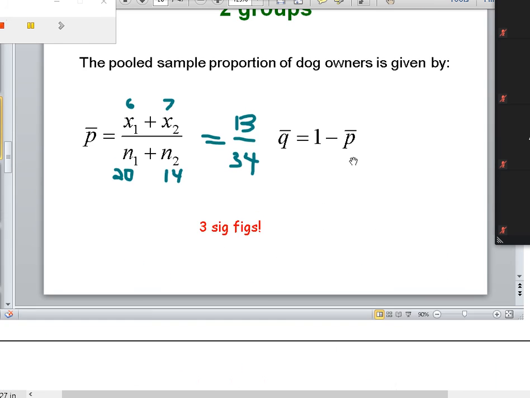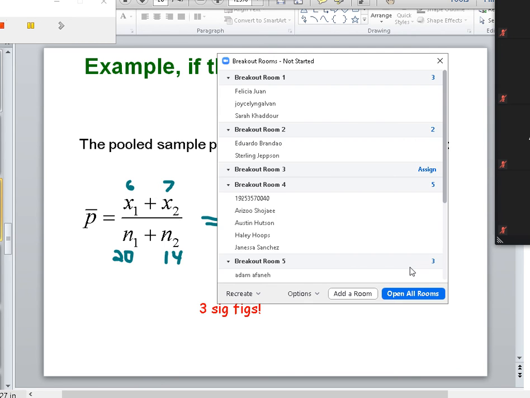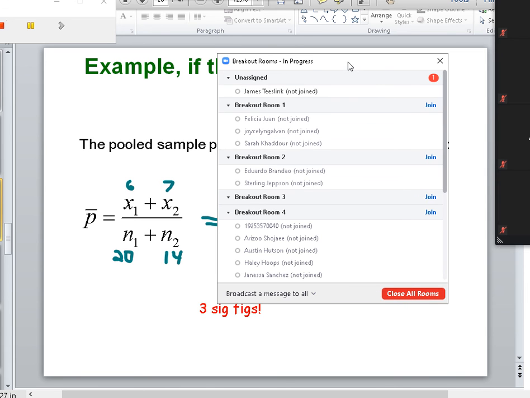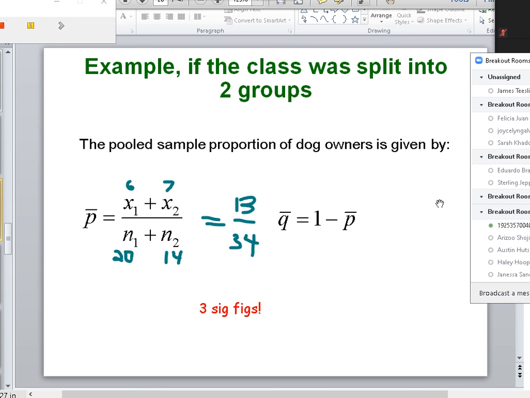All right, so that leaves you to do lab problem number 1. Go ahead and do lab problem number 1, and I'll put you back in your breakout rooms. Go ahead and do that problem. I'll pull you back in a minute and a half, maybe 2 minutes.